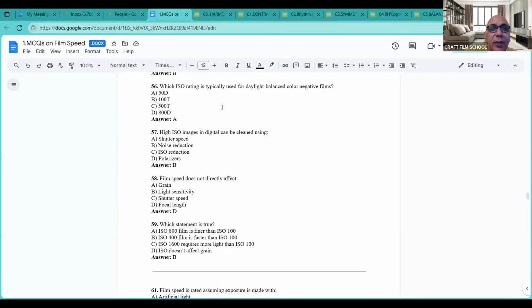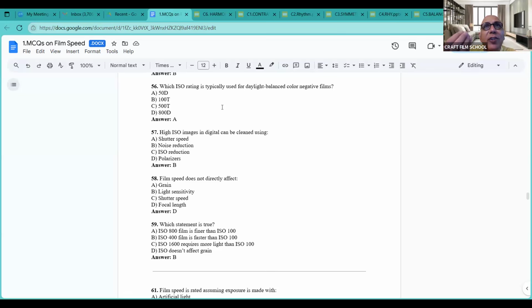Which ISO rating is typically used for daylight balance color negative films? So D stands for daylight and T stands for tungsten. These numbers mean there were two kinds of films being made earlier. Now those two kinds of films are not being made. That's why even in your digital system, you have to decide whether you want daylight or tungsten light, where they technically mention the color temperature of 3200 degrees or the color temperature of 5500 degrees. This is one of the very, very rare improvisations in the digital camera, that you can change in between.